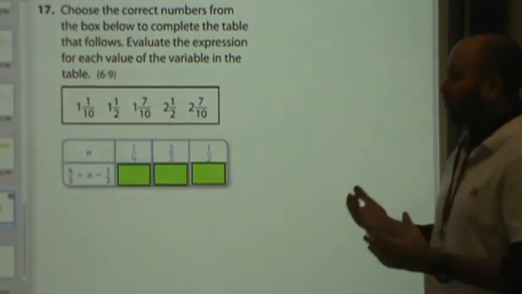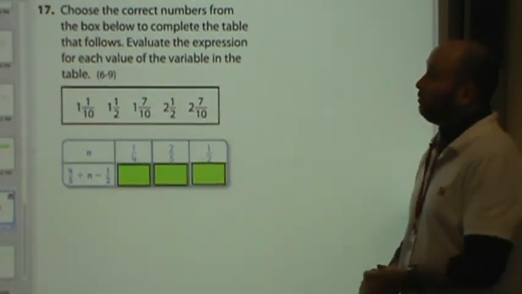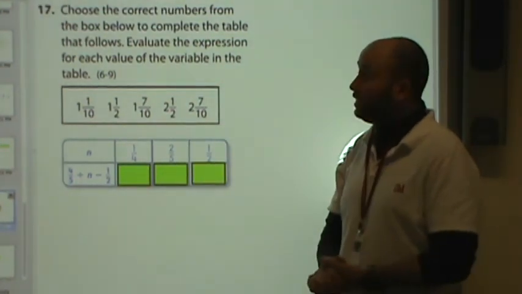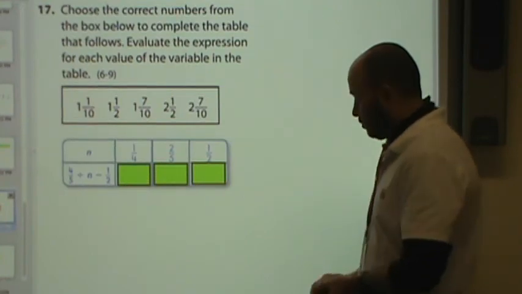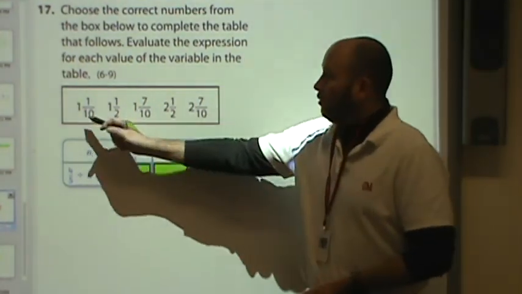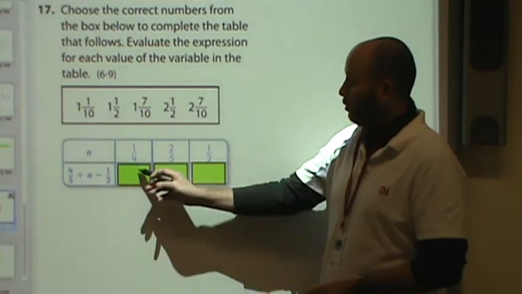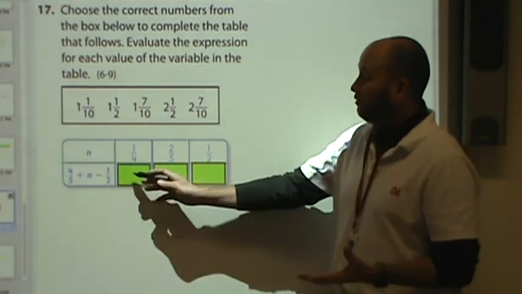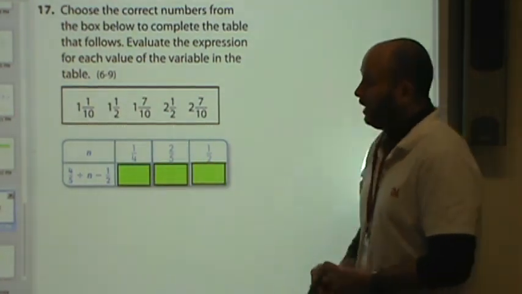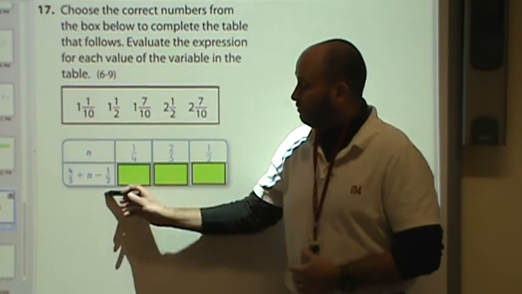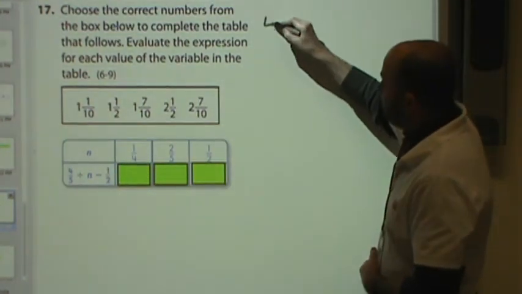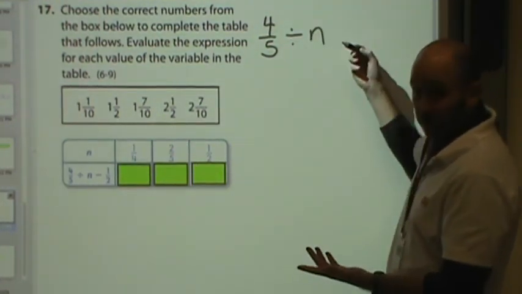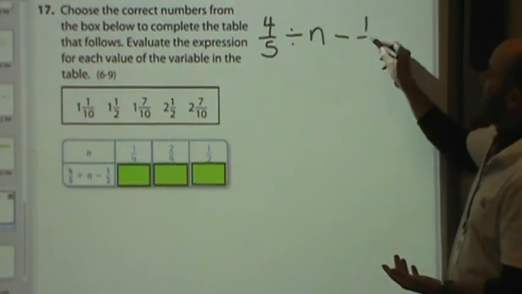Number 17. Choose the correct numbers from the box below to complete the table that follows. Evaluate the expression for each value of the variable in the table. So in this situation, these numbers will belong in here. So you have 5 possibilities for 3 possible answers. The expression you evaluate is going to be 4/5 divided by an unknown, or a variable, minus a half.